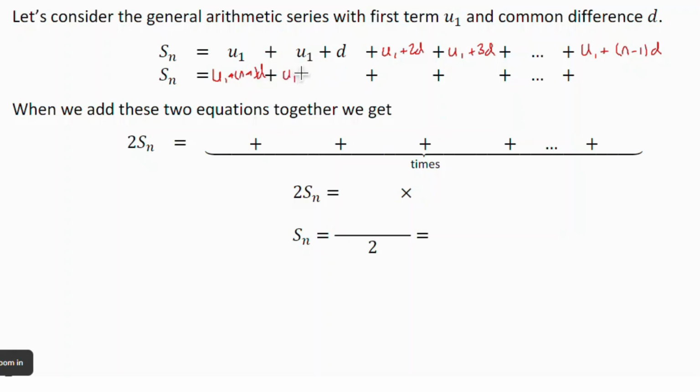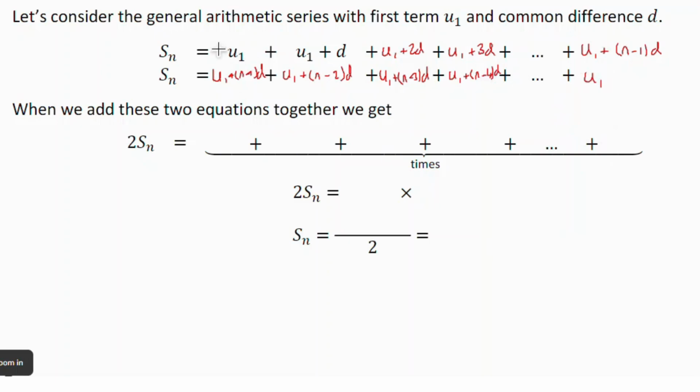Didn't leave myself enough space there. This one's going to be u1 plus n minus 2d. This one's going to be u1 plus n minus 3d. u1 plus n minus 4d. And this one's going to be u1.